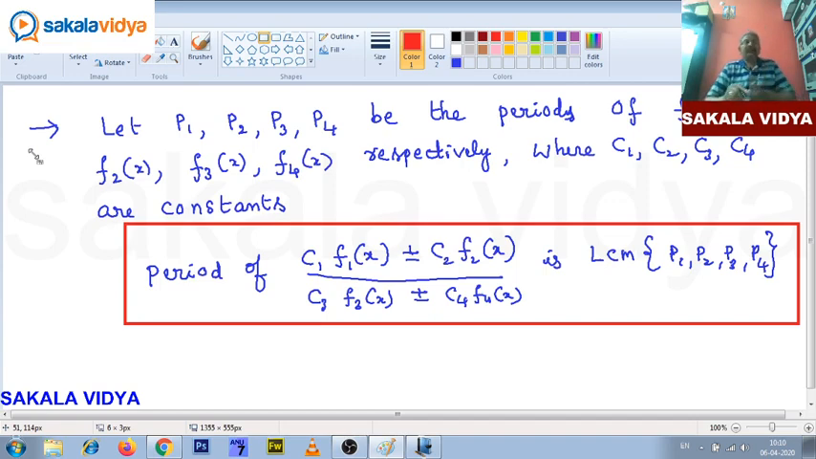Let P1, P2, P3, P4 be the periods of the functions f1 of x, f2 of x, f3 of x, f4 of x respectively, where C1, C2, C3, C4 are constants. Then the period of the function of the form C1 into f1 of x plus or minus C2 into f2 of x upon C3 into f3 of x plus or minus C4 f4 of x is the LCM of P1, P2, P3, P4 we need to consider.